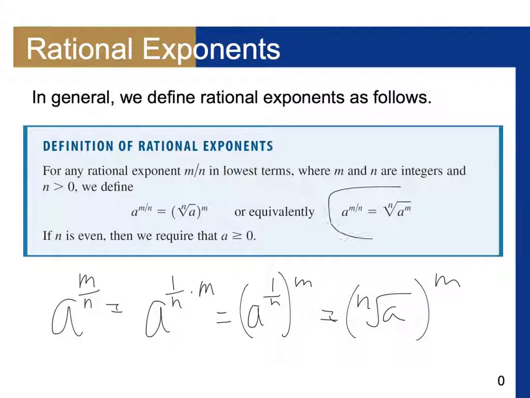The second one, we're just doing the opposite. We're going to do the exponent first and then the root. So whenever you see these fractional exponents, there are two parts to it. The top part is a regular exponent and the bottom part is a root. It doesn't matter which order you do them in; either order is fine. But keep in mind that if n is even, then we require that a has to be greater than or equal to 0, because we're taking an even root, since that n is a root.